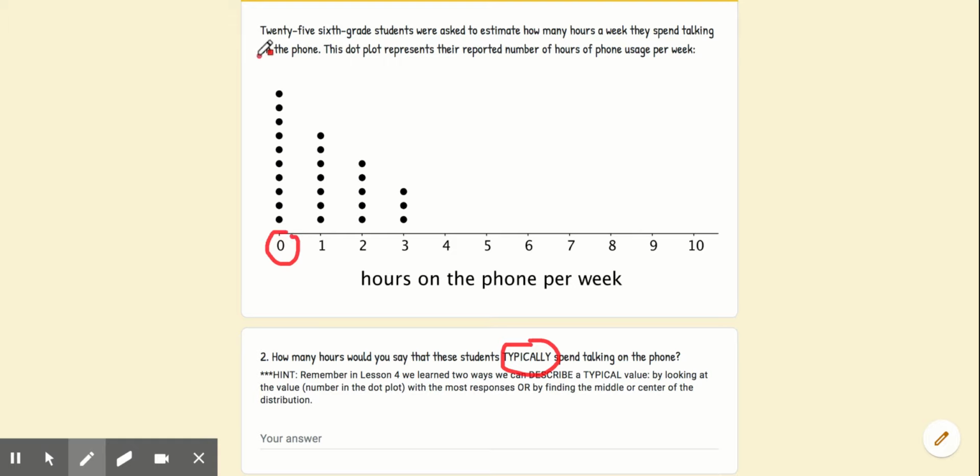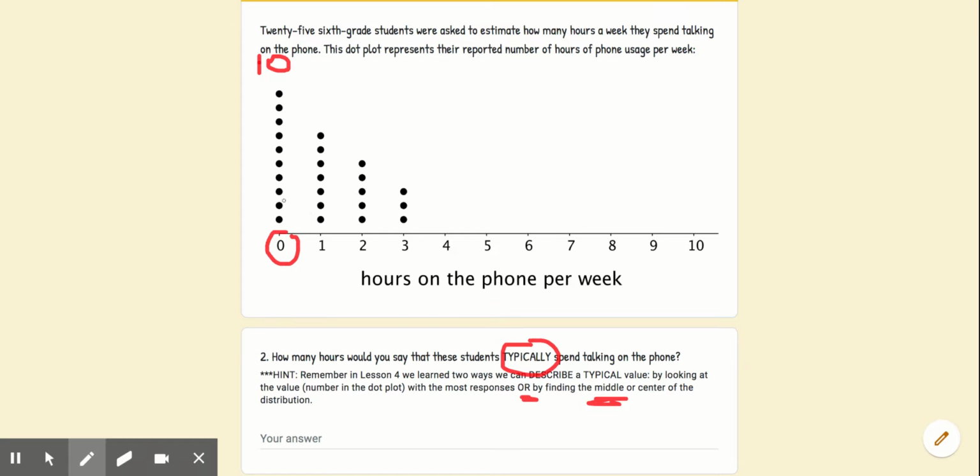0 has the most responses because it's 10. Or you can find it by finding the middle of the distribution. So right here, I can say that students typically spend 0 hours on the phone.